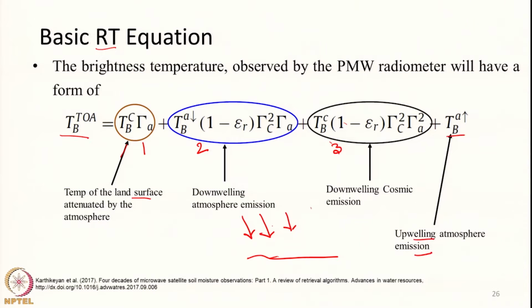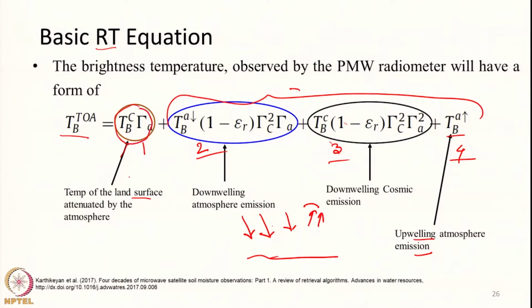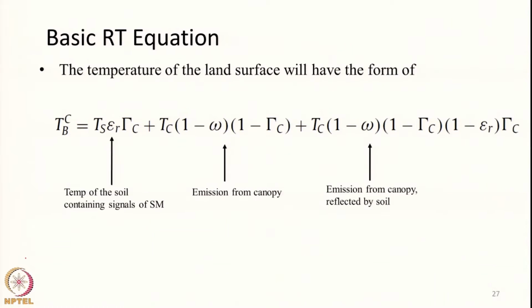The upwelling atmospheric emission is what goes towards the sensor directly from the atmosphere. Among these, components 2, 3 and 4 are atmospheric and outer space components, which are unwanted. Once we remove them, we are left with the brightness temperature from the land surface, which we can use further to retrieve soil moisture. This brightness temperature from the land surface again comprises different components. Even the land surface has several components within it: there can be soil, vegetation standing over the soil, or some other features.